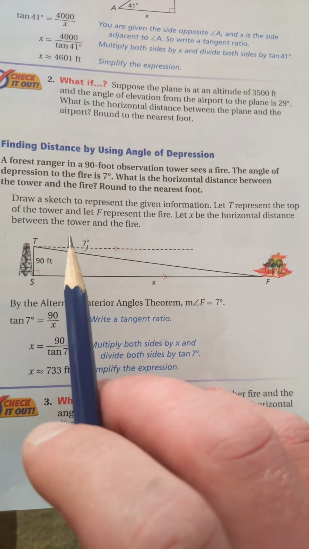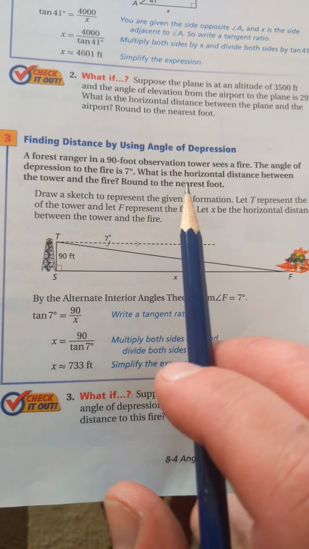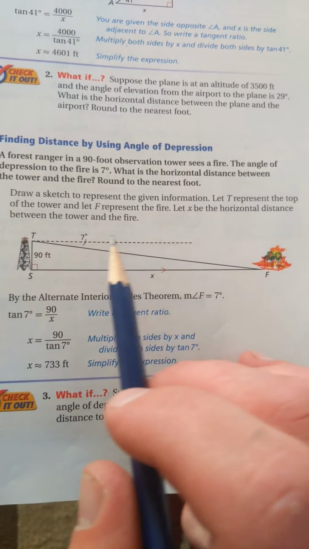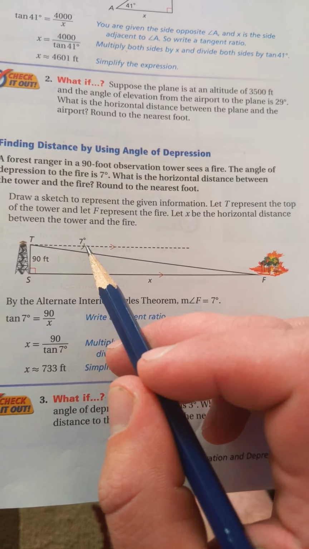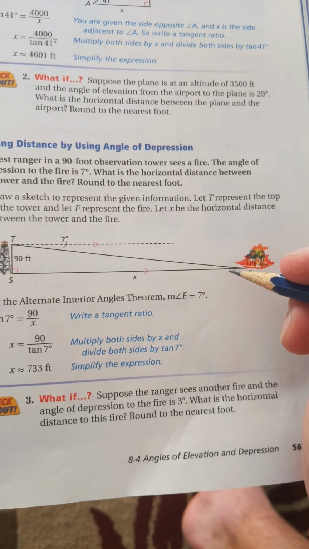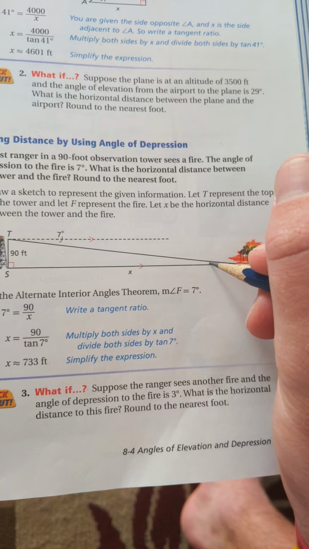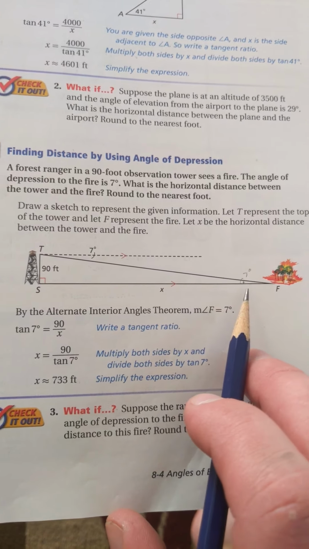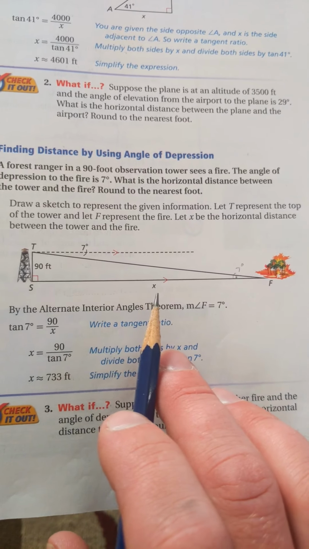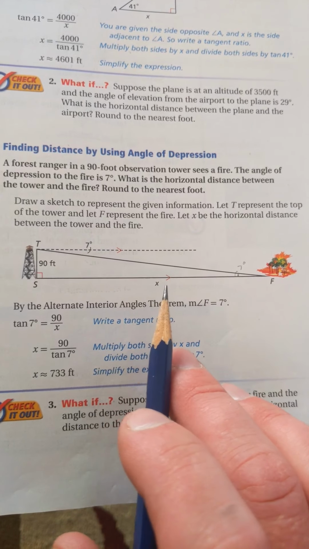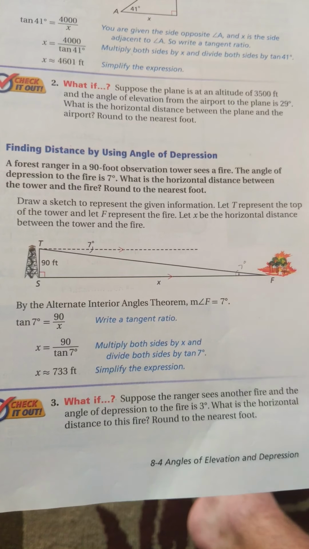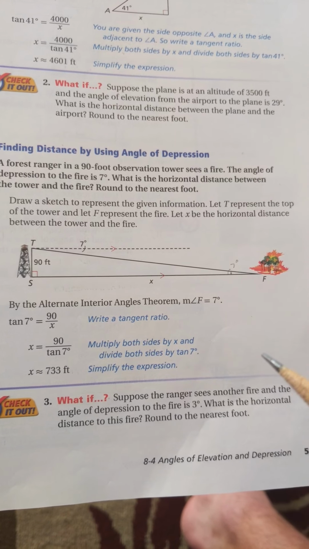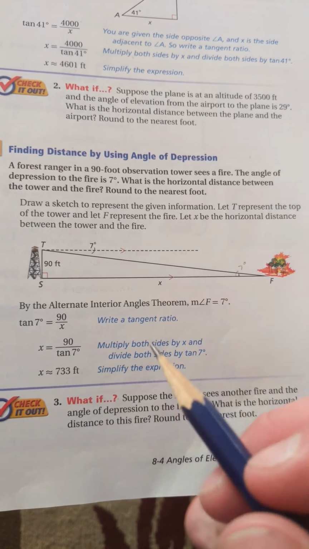For your angle of depression, a forest ranger in a 90-foot observation tower sees a fire. The angle of depression of the fire is 7 degrees. So looking out, the angle of depression is 7 degrees. So if this here is 7, remember, this has to be 7 as well because of the alternate interior angles theorem. We now have an opposite over adjacent. Therefore, again, tangent of 7 equals 90 over x, opposite over adjacent. So on and so forth. You can go on there to solve it.